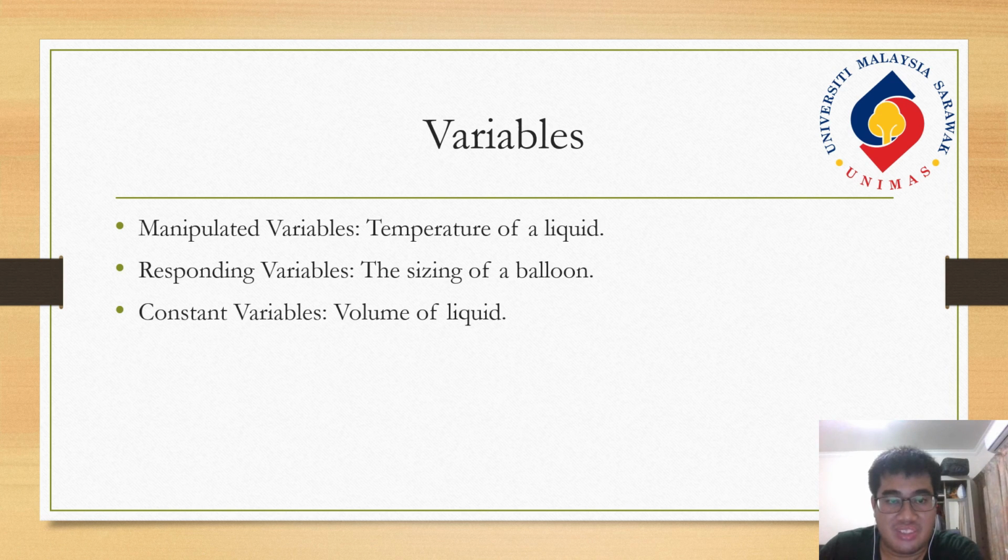The variables of the experiment are: for the manipulated variable, the temperature of the liquid. The responding variable is the size of the balloon, or we can say the diameter of the balloon, and the constant variable will be the volume of liquid.